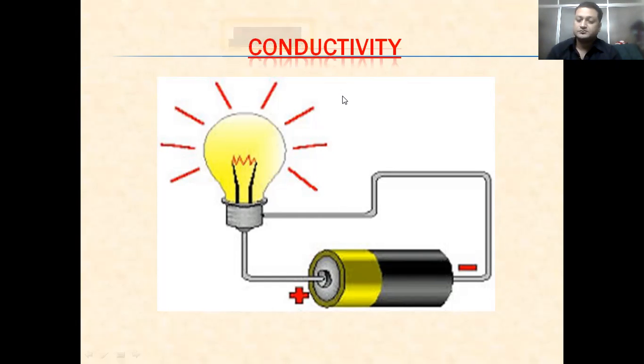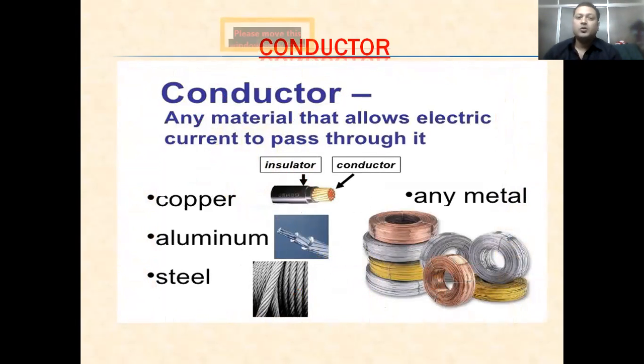Well, what is the definition of conductor? It is any object or material that allows electric current to pass through it. For example, copper, aluminum, steel. Why? Because copper, aluminum, and steel can easily conduct electricity or heat from one place to another. And what about the insulator? I will say that in the next slide.